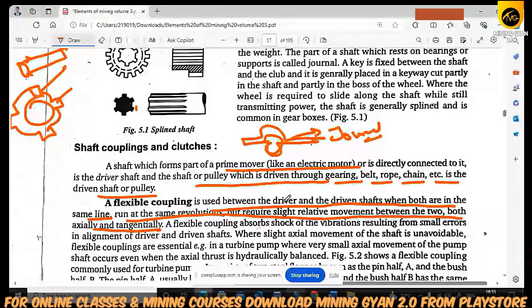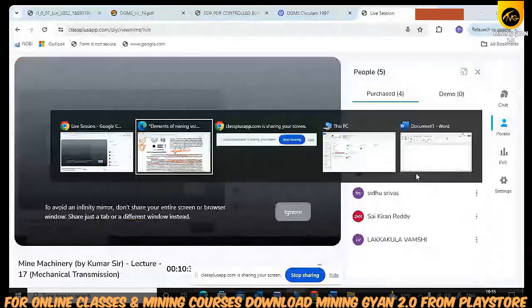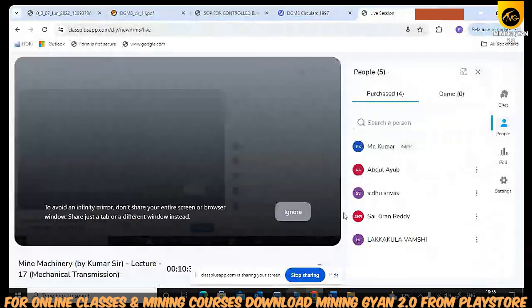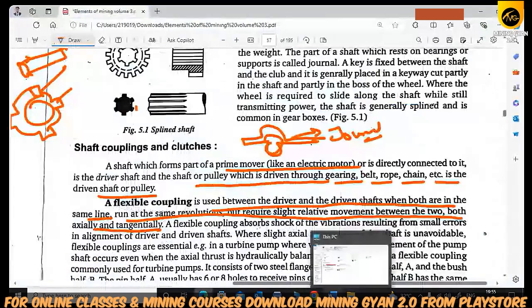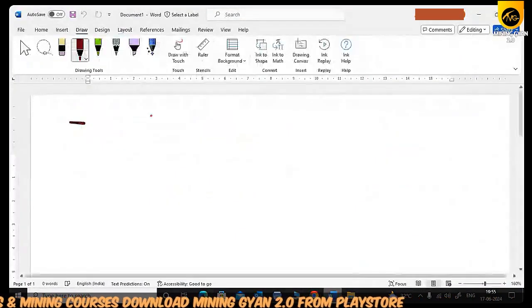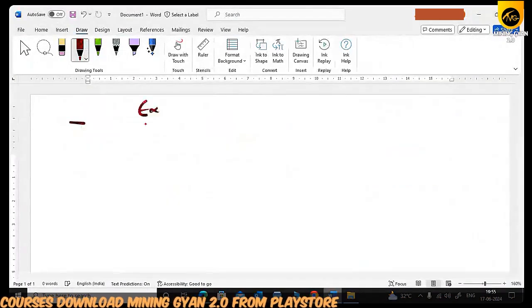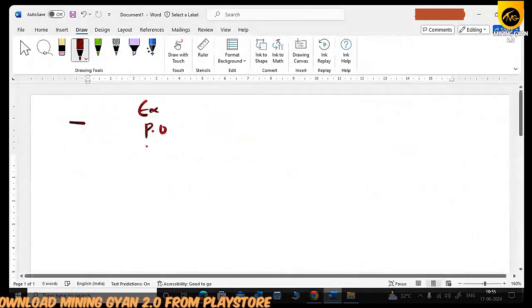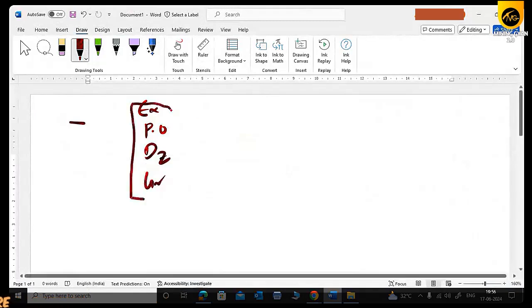Everyone has joined actually. For those who are joining late, I am just giving a brief overview of mechanical transmission. Basically, for example, machines like excavator, payloader operator, dozer and grader. These are the machines which are mechanically driven in heavy machinery. These are the HEM.